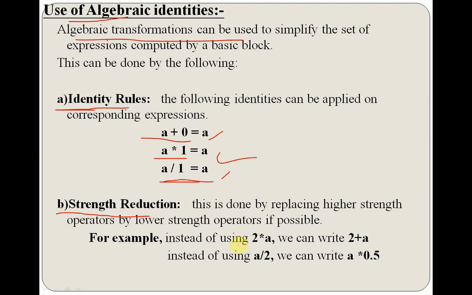For example, if there is an expression like 2 into a, it can be written as 2 plus a, because both give the same result. Similarly, if there is an expression a by 2, it can be written as a into 0.5. In the first one, multiplication is something more expensive than addition, so I can replace this multiplication by addition. Similarly, in the second example, the division is replaced by multiplication. So like this, strength reduction simplifies the code.